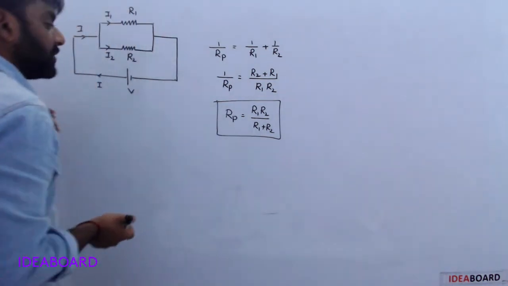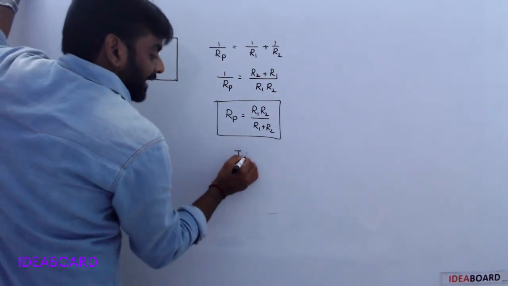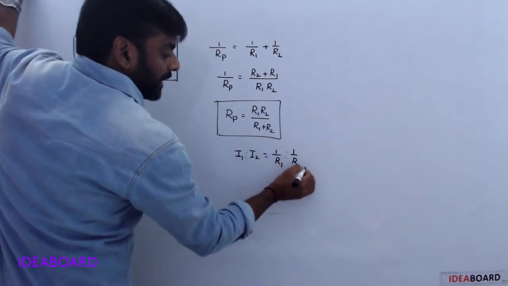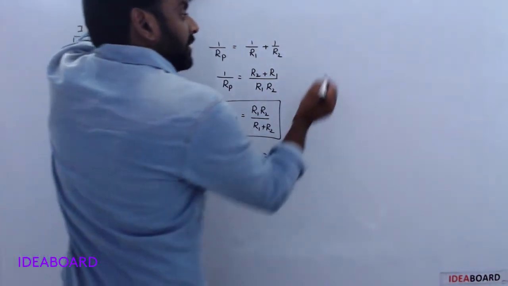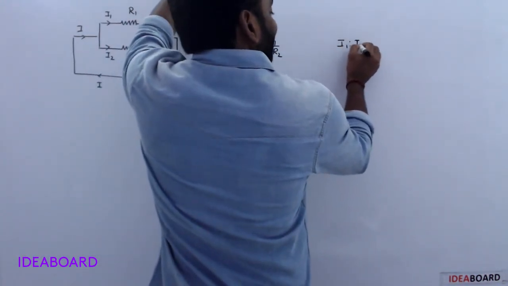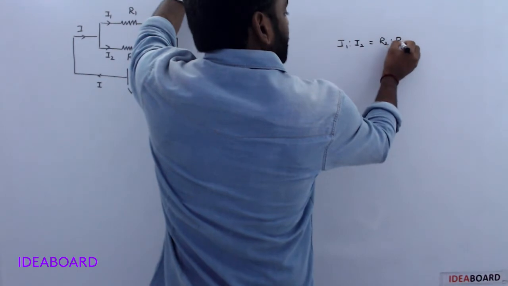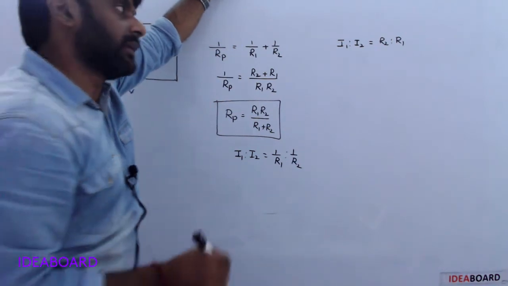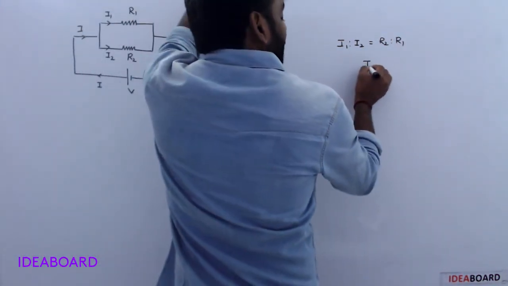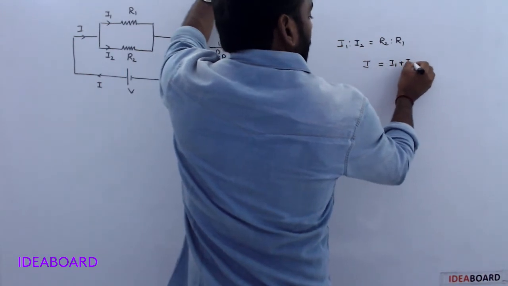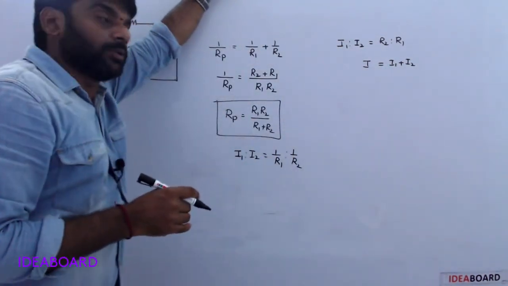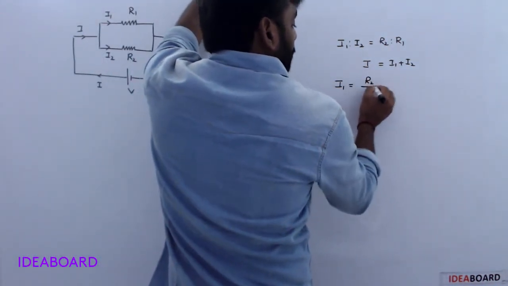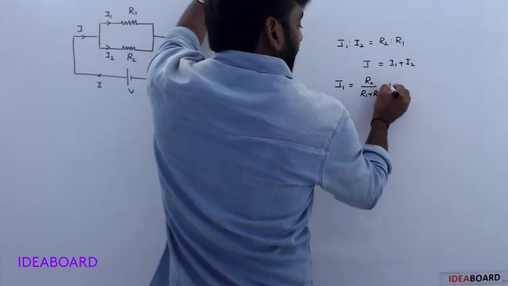Now the current ratio. I1 is to I2 is equal to 1 by R1 is to 1 by R2, which we write as R2 is to R1. The total current is I. It is split into two parts, I1 plus I2. Understood? Okay.